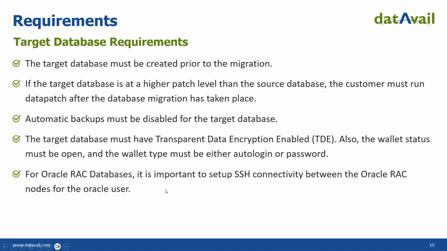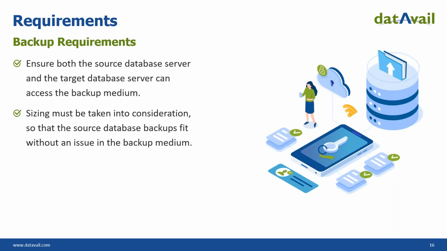For Oracle RAC databases, we need to configure SSH connectivity between the Oracle RAC nodes for the Oracle user. That's a very basic requirement for RAC. So this time we are going to do it from one Oracle host to another Oracle host where we are going to migrate. So that's the target database requirement we have here for JDM. And the backup requirement, we already went through the backups it supports, the backup appliances it supports.